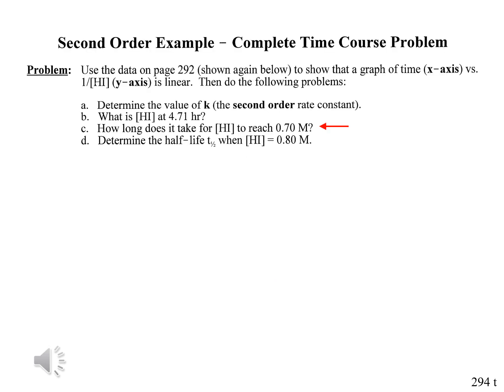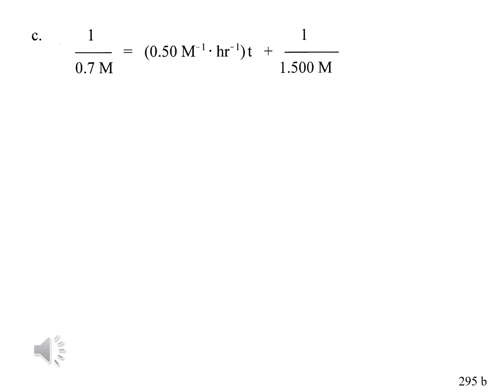Now, part C says, how long does it take to get to 0.7? You're going to use the second order time equation again. I plugged in the initial 1.5, the amount in the problem 0.7, and the K value is still 0.5. This time I want to solve for T.